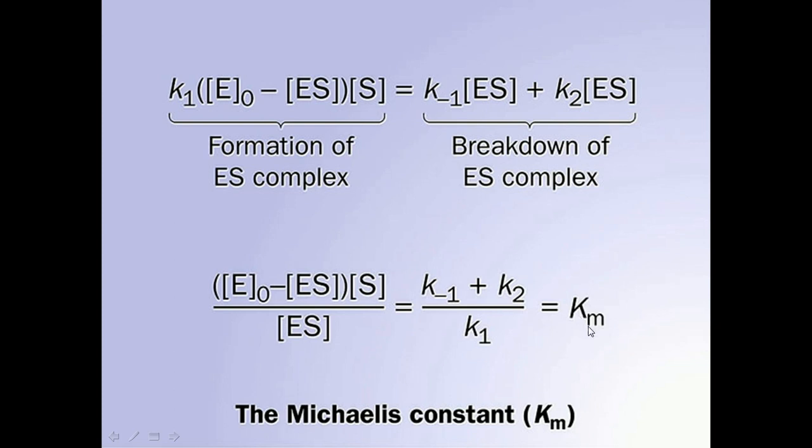So by using this equation, we are able to determine the value of Km by knowing these constants: K minus 1 plus K2 over K1 should be equal to Km. Km represents the Michaelis constant. We are able to determine the value of Km by knowing K2, K minus 1 and K1.